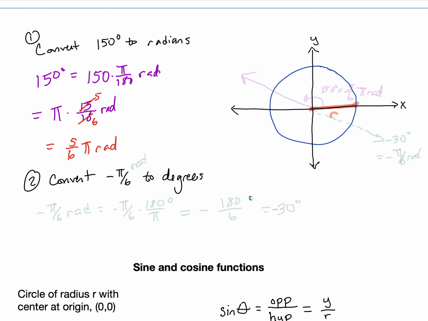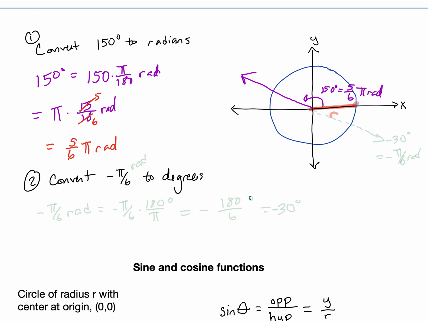So let's also draw that angle on the unit circle. That would give us 150 degrees. That's basically 30 degrees from the axis. So this is 150 degrees, and it's also the same thing as 5/6 times pi radians.